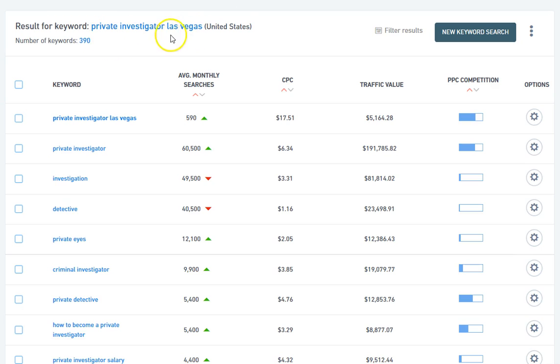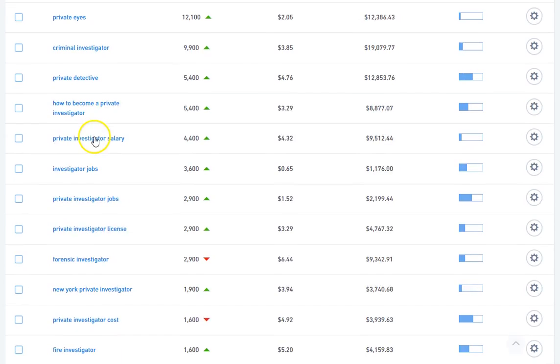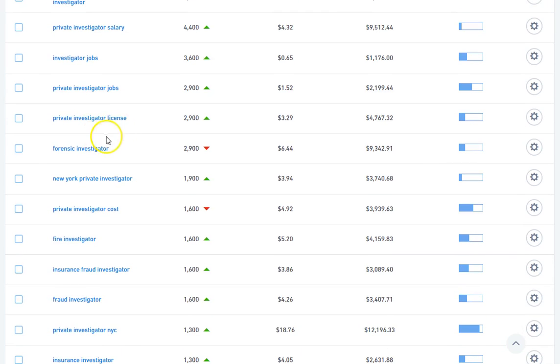One keyword I did look up was private investigator Las Vegas. I don't know if this is one you would want to focus on, but it's got a search term of 590. And then there's of course other terms dealing with private investigator.